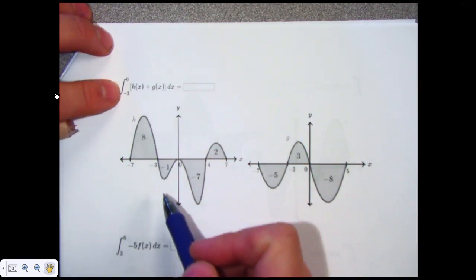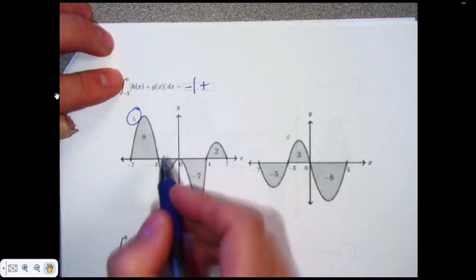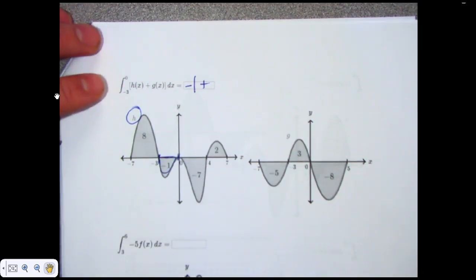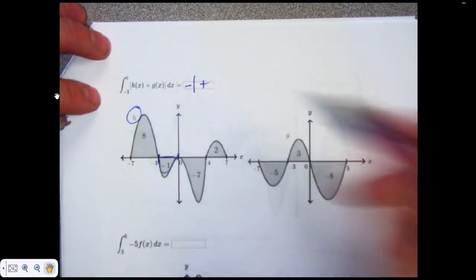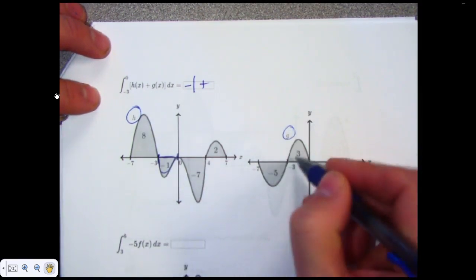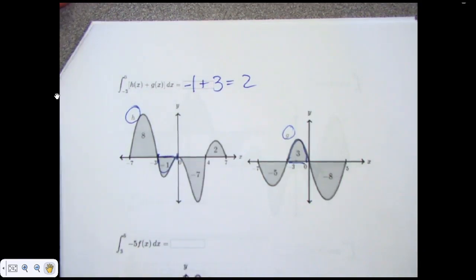So what's the integral from -3 to 0 of h of x? You see where we get -1 from? This is h. From -3 to 0 is right there. So -1 is that piece right there. Plus, for g of x, what's the integral from -3 to 0? 3. So it's this piece right here. So -1 plus 3, 2. Easy enough, right?